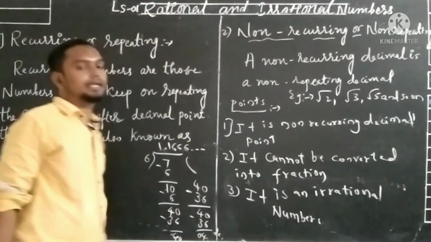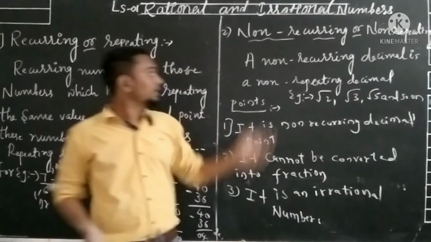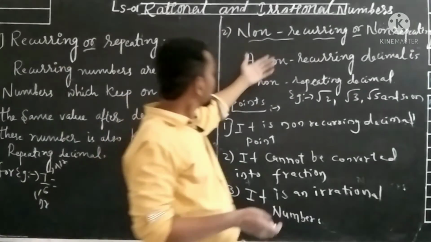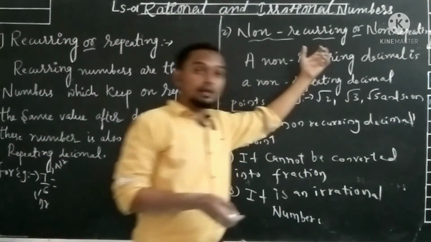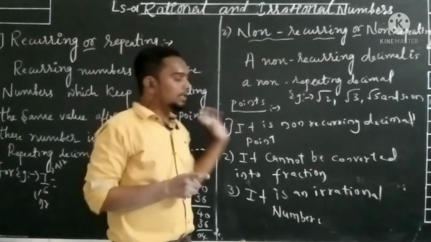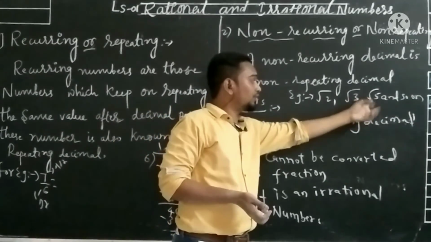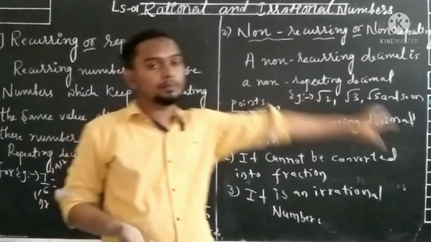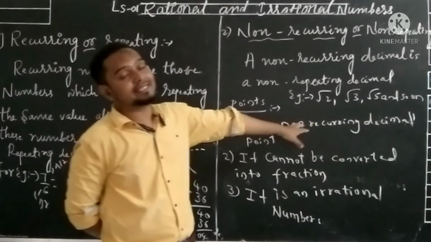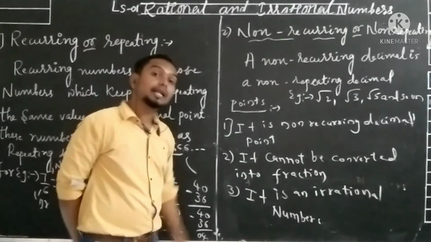Next, non-recurring or non-repeating. That means it is an irrational number, a non-recurring or non-repeating decimal. Examples are root 2, root 3, root 5 and so on. These are examples of irrational numbers.